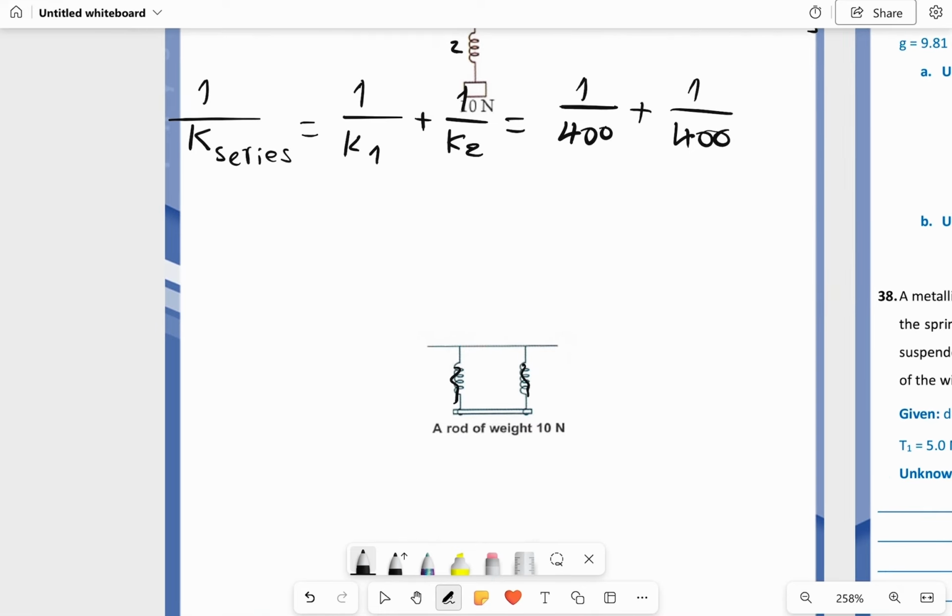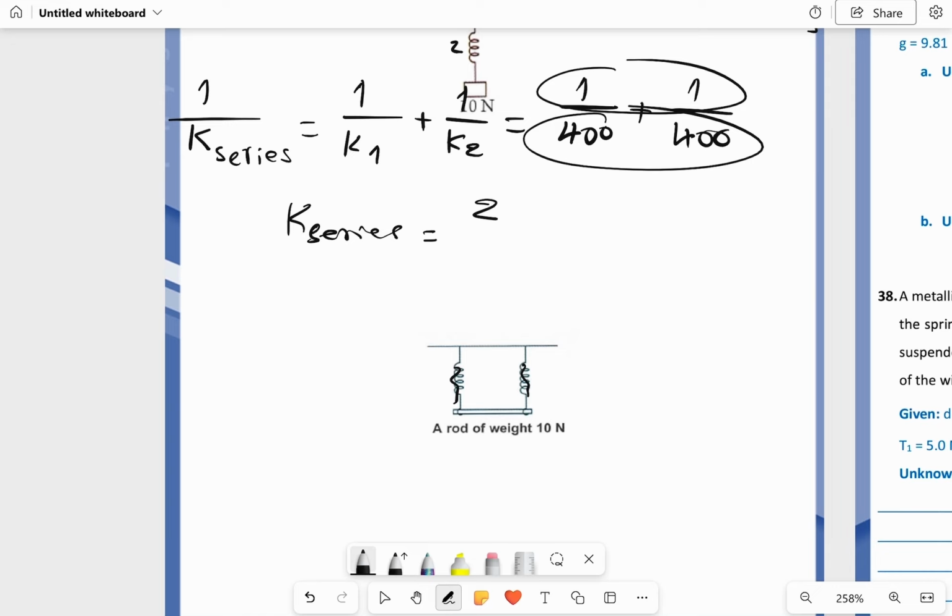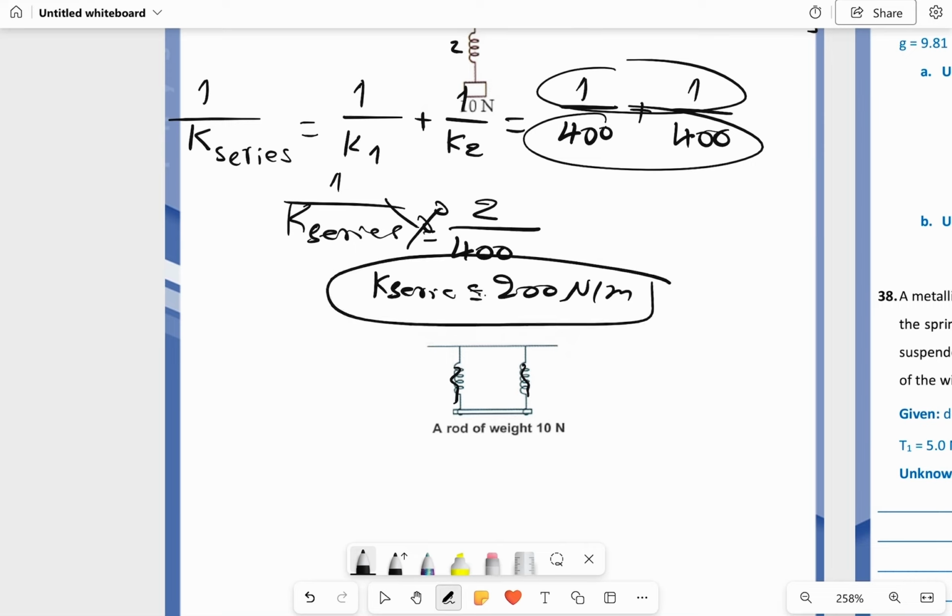Then this one will be 1 divided by K series. Calculate this and you'll get 2, because the denominator is common, so it will be 2 divided by 400. Then this one, sorry, is equal to 1. Cross multiplication and you will get K series, which is equal to 200 Newton per meter. This is the spring constant for the first one.